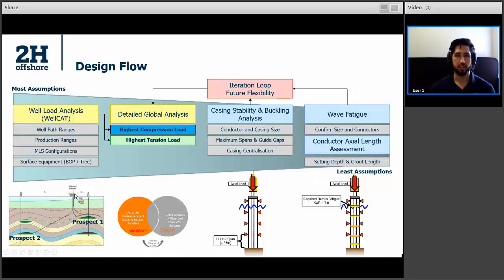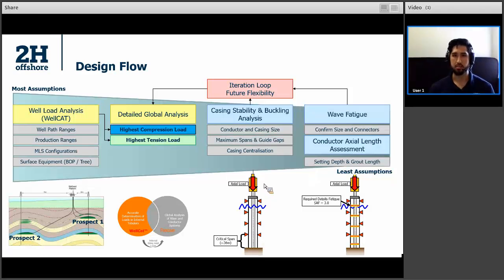We can take those loads from WellCat, put them into FlexCom, and understand where the highest compression loads are coming from, where the highest tension loads are coming from. And we can move on through and start to do our FlexCom analysis, which is our casing stability and buckling analysis and wellhead fatigue analysis, to really understand how that's going to influence the actual speccing of the system. So I've got a few little images down the bottom here, which show some of the things that come out of each of these particular design tasks.